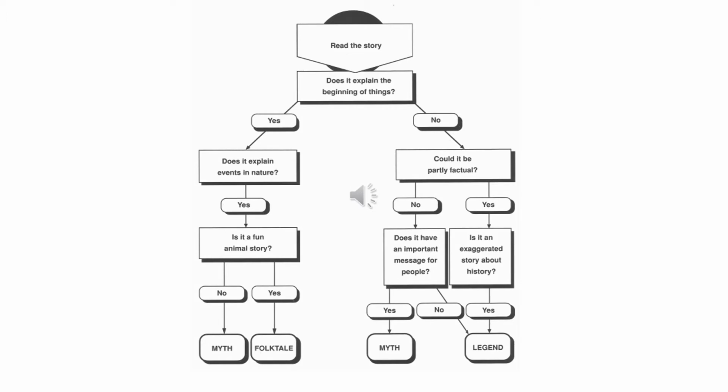So in our homework packet this week, we had this flow chart, how to tell the difference between a folk tale, a legend, and a myth. And we started with the question, after we've read a story, does it explain the beginning of things? And if yes, then we go to that side of the chart and ask ourselves, does it explain events in nature? Is it a fun animal story? And if it's a fun animal story, then we know that it's a folk tale. And if it is not a fun animal story, then we know that it's a myth.